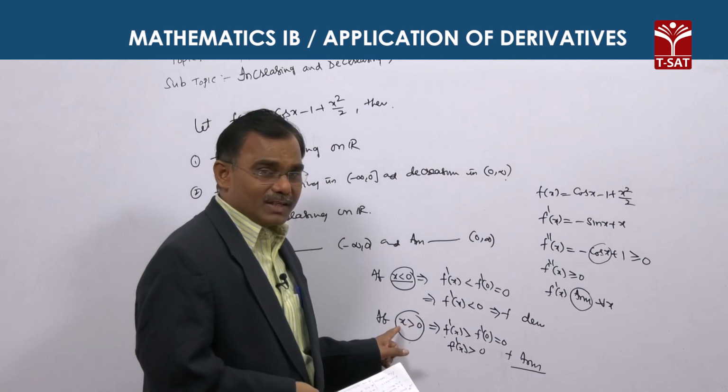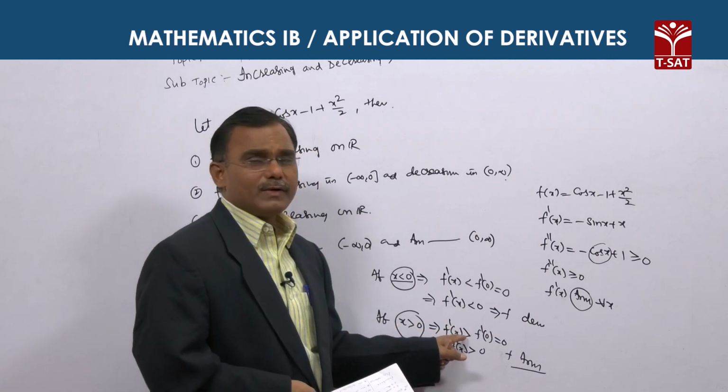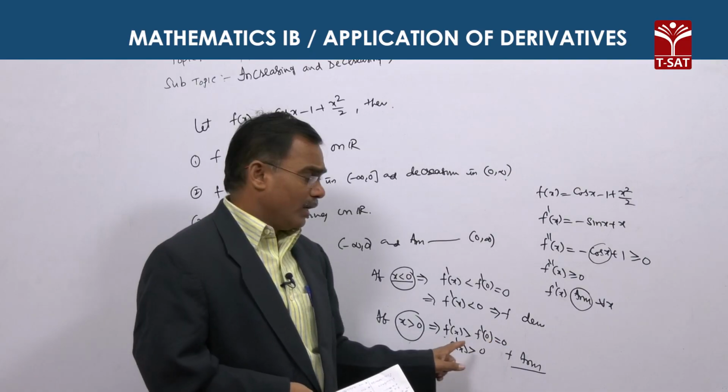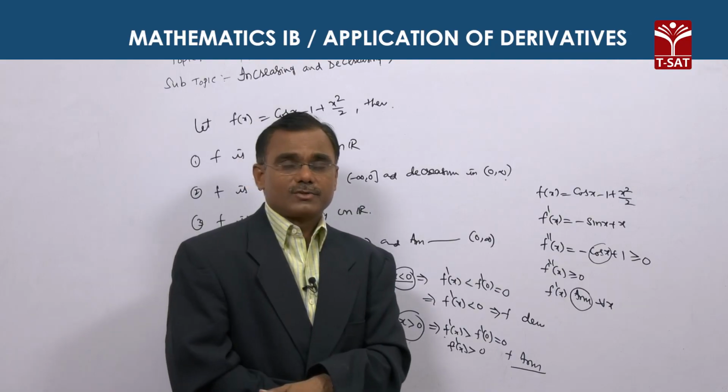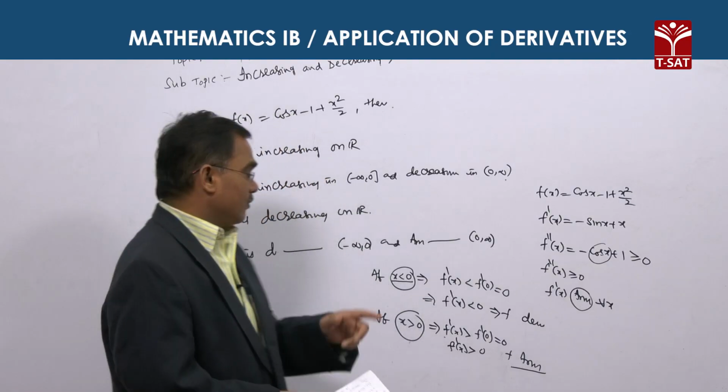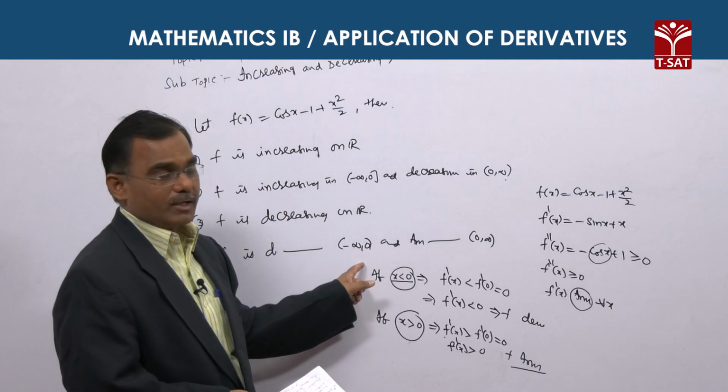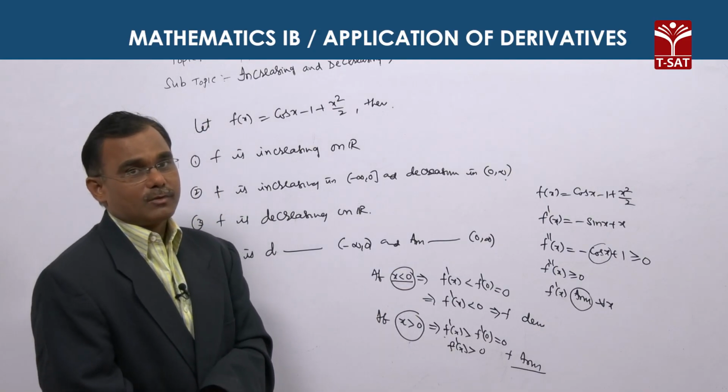And also x greater than 0. f'(x) is greater than f'(0), which is also 0. f'(x) greater than 0 means f is an increasing function from 0 to infinity, that means the open interval 0 to infinity. Therefore f is a decreasing function from minus infinity to 0 and an increasing function from 0 to infinity.